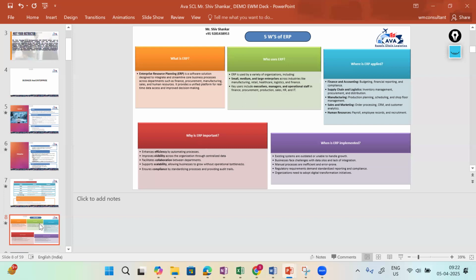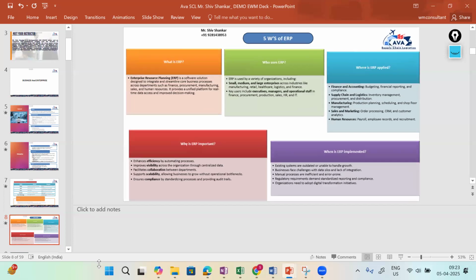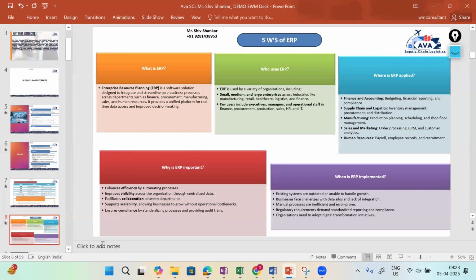And next, manufacturing. It's nothing but production planning, scheduling, and shop floor. And sales and marketing is nothing but order processing and customer analytics. Similarly, why ERP is important is to improve efficiency, visibility, collaboration, scalability, and compliance. And when does this particular ERP need to be implemented? When existing systems are outdated or unable to handle growth. This is very, very important. Existing systems are outdated or unable to handle growth.